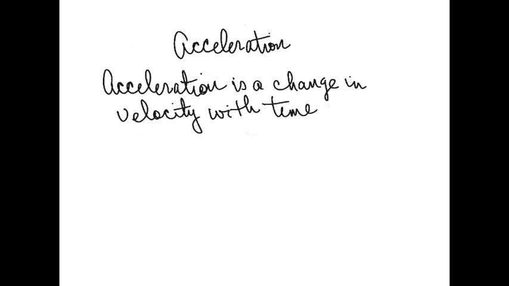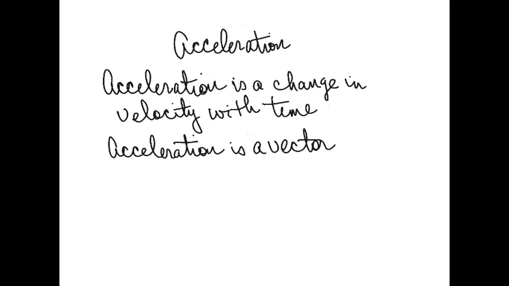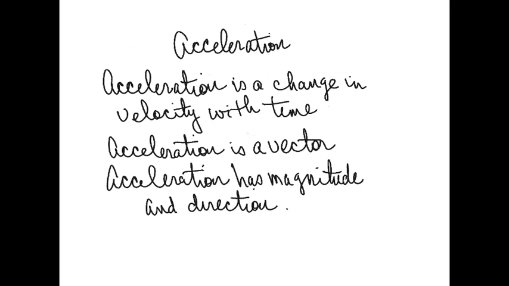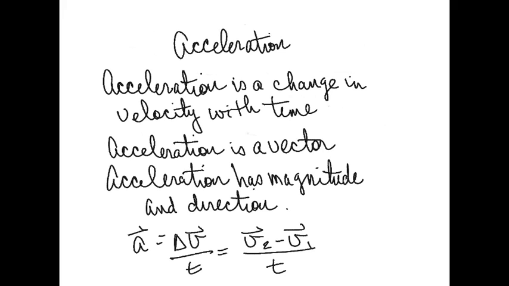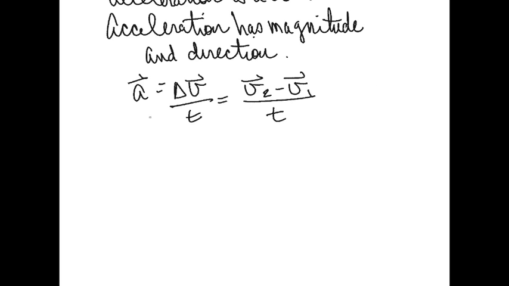At the beginning, acceleration is a change in velocity with time. Acceleration is a vector, and acceleration has magnitude and direction because it is a vector. And you all know that because that's the definition of a vector. And the equation for acceleration is the acceleration vector is equal to the change in the velocity vector divided by time.